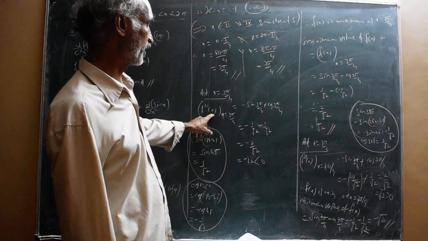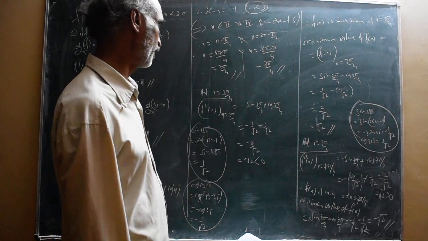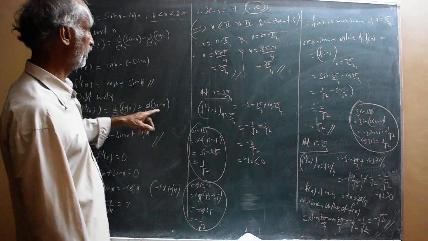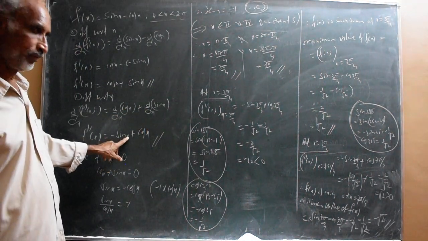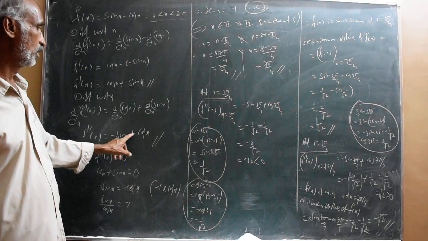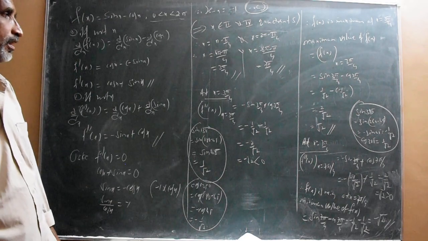Now f double dash of x at x equal to the first critical point, 3 pi by 4, first extreme value 3 pi by 4. In f double dash of x, for x we put 3 pi by 4: minus sin 3 pi by 4 plus cos 3 pi by 4. One step directly comes, okay.